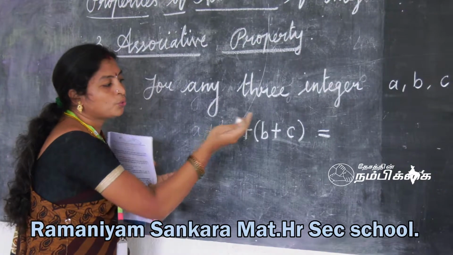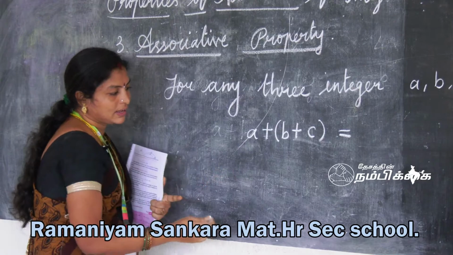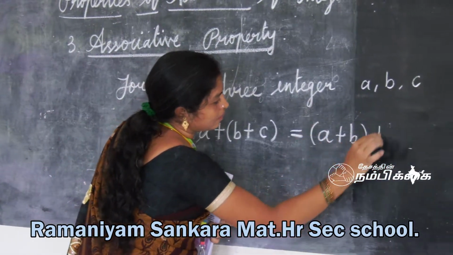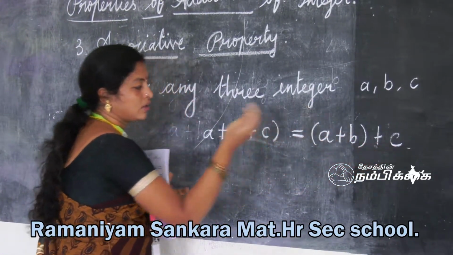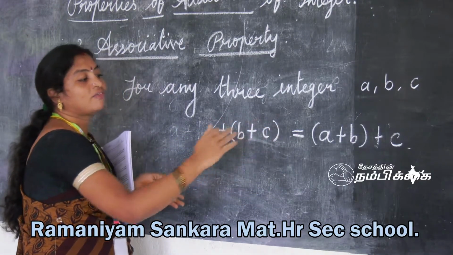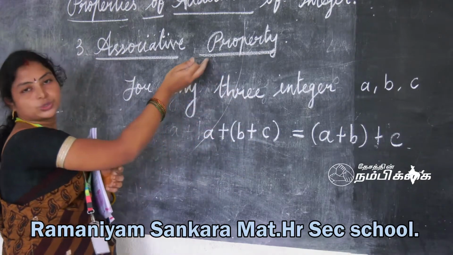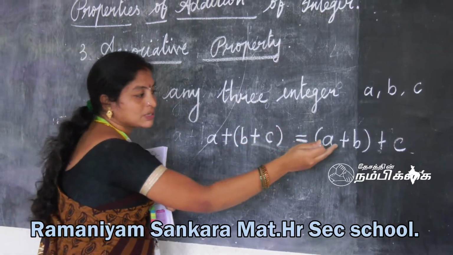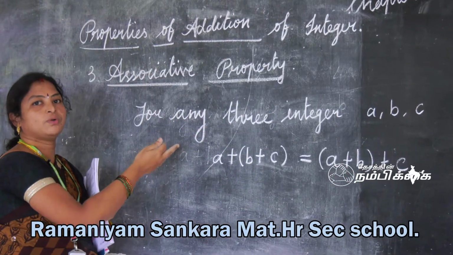Now I am going to regroup the integers. a plus b plus c. So, if I regroup the integers by addition, the value does not change. This is called associative property. So a plus b plus c and, at the same time, a plus b plus c, both these two are the same. This is called associative property.